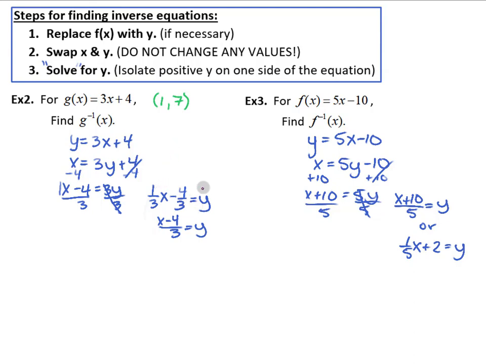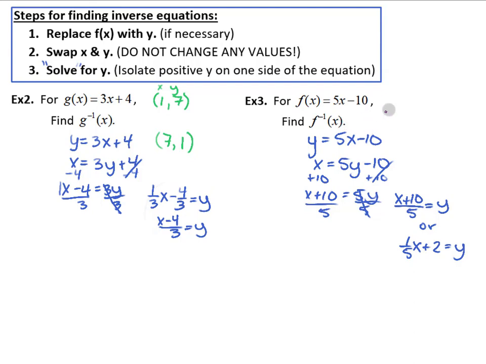Okay, so what should be a point on my inverse then? Remember that the x and y coordinates swap. So let's check if we have the correct inverse. And I think the second version down here is going to be easier to plug into. So remember, in the inverse, if I plug in 7, we should be getting back 1. So let's plug in. 7 minus 4 is 3. 3 divided by 3 is 1. Hey, look at that. Looks like we have the correct inverse.